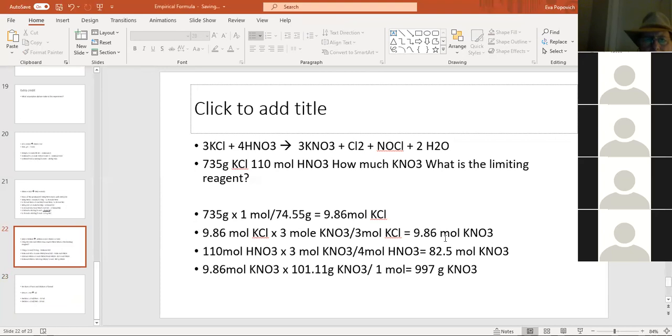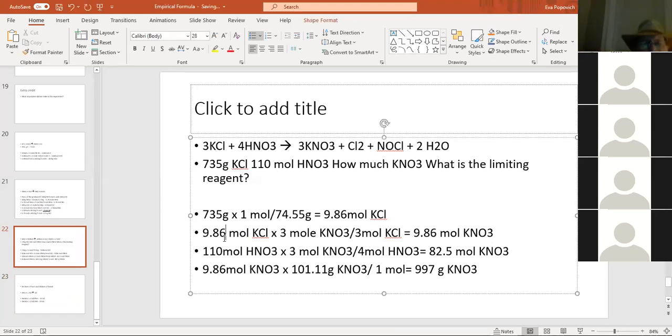In my previous slide, I put my KCl with my HNO3. Until I ran out of my KCl, I still have some HNO3 left over. Is that kind of making sense to you?